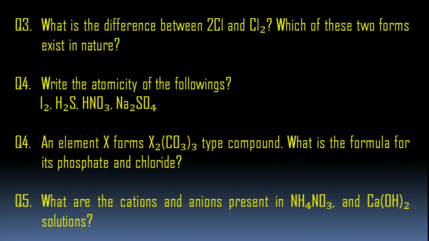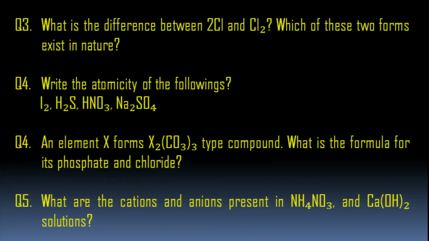That's very easy. An element X forms a compound of the type X2(CO3)3. What is the formula of its phosphate and chloride? Children, just think of it for 2 seconds. The compound is X2(CO3)3. What is the valency of X? Try to remember the swapping. Yes, X has valency 3 and CO3 has valency 2. The 2 has come to X and 3 has gone to CO3. So the valency of element X is 3.